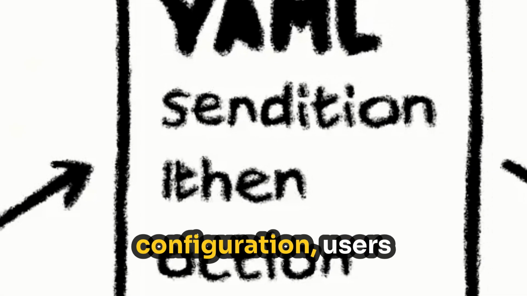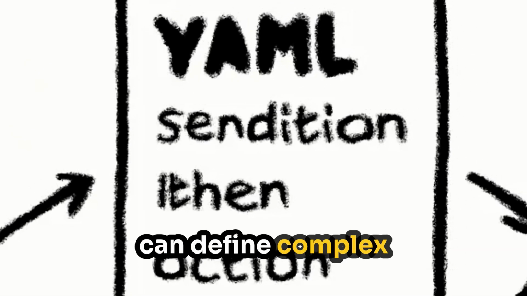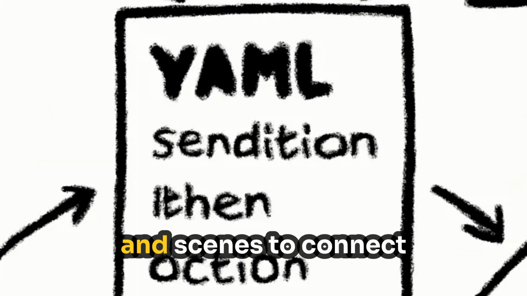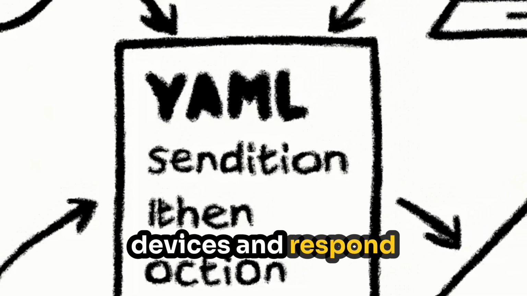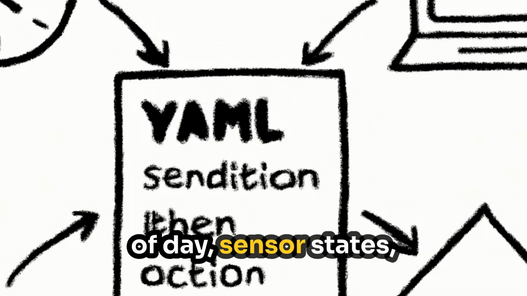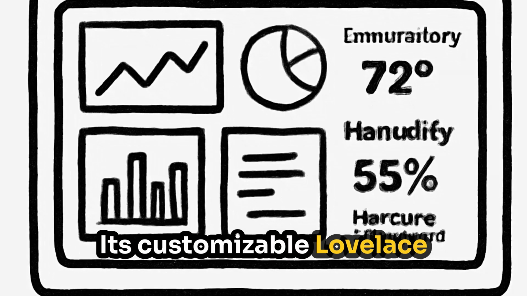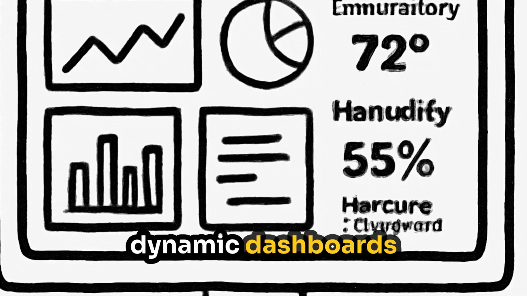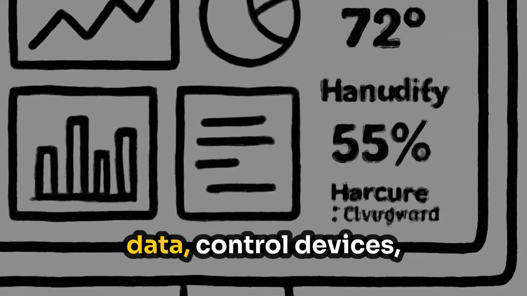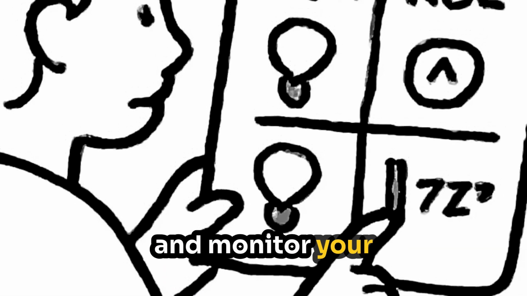With its YAML-based configuration, users can define complex automations, scripts, and scenes to connect devices and respond to conditions like time of day, sensor states, or user presence. Its customizable Lovelace UI lets you design dynamic dashboards to visualize sensor data, control devices, and monitor your entire home at a glance.